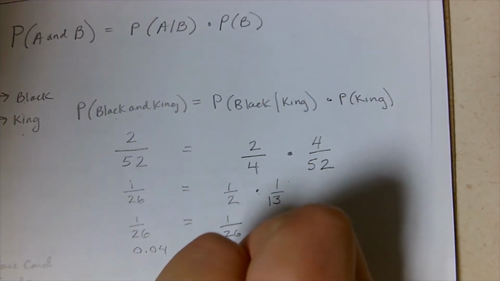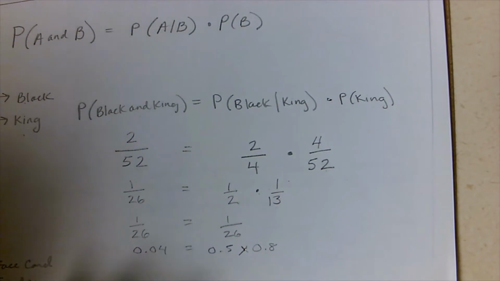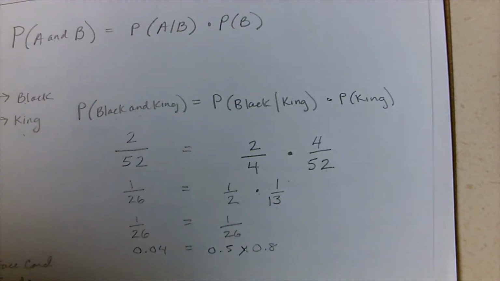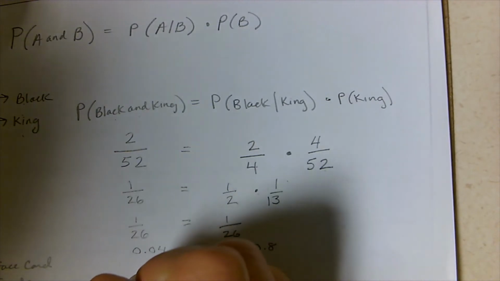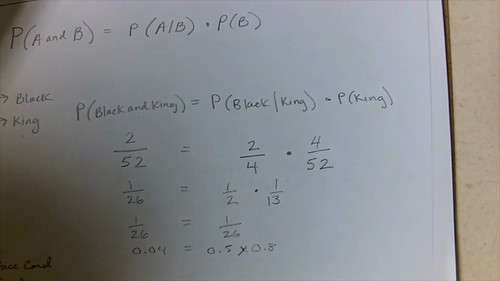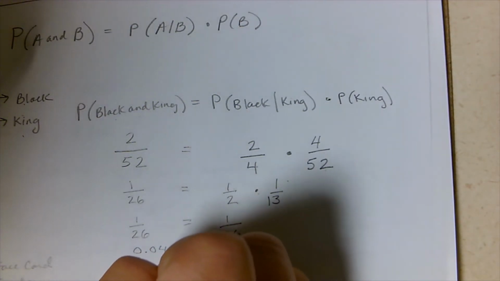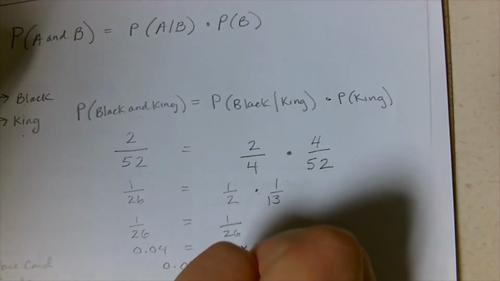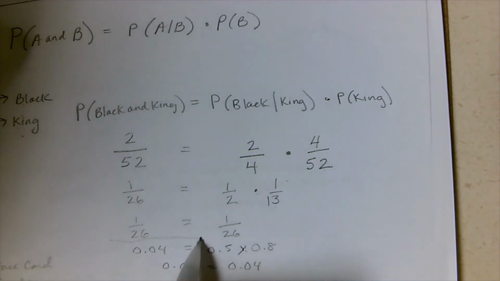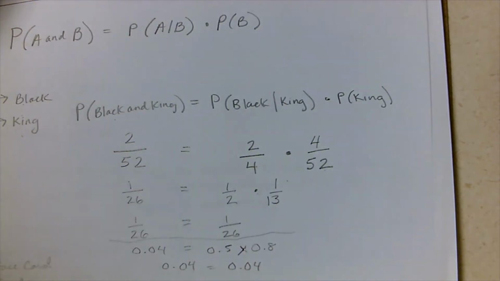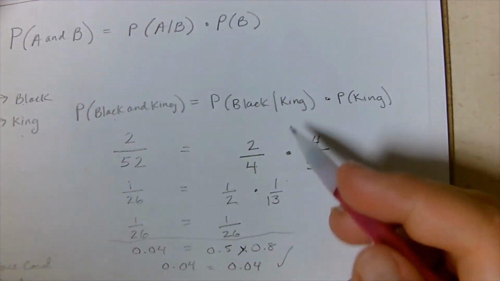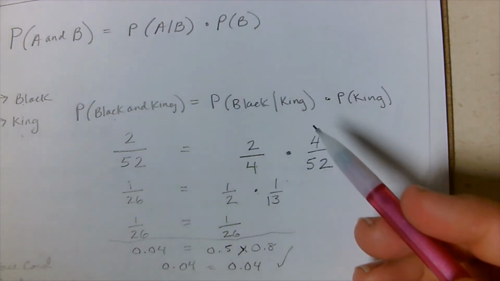I'll change this to an x because it's confusing. 0.52, so 0.5 times 0.8 is 0.4. 0.08 times 0.5 is 0.04. So 0.04 equals 0.04. So you could do it using the fractions or using the decimals, whichever you're more comfortable with, but it works out. So this equation that he came up with so far is working. Let's try it with the other example.